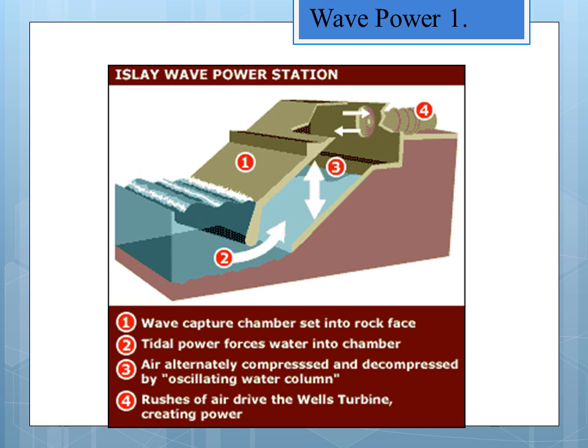There's wave power. You have a wave chamber set up into a rock face, and it's going to force water into the chamber, and air is going to alternately compress and decompress by oscillating water column, and the rush of air is going to drive the Wells turbine, creating power. So all these are very similar. It's just using different types of motion to turn a turbine to use the generator to create electricity.